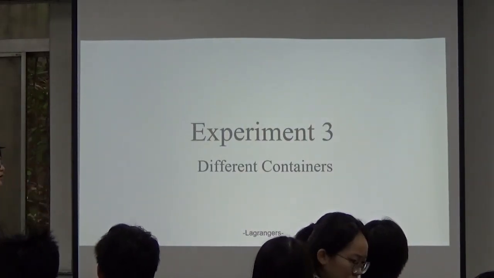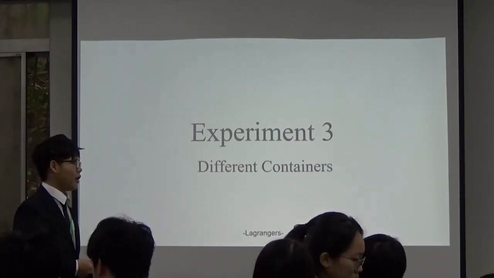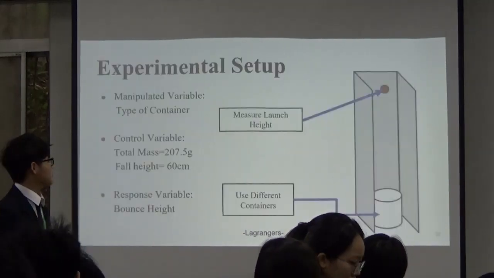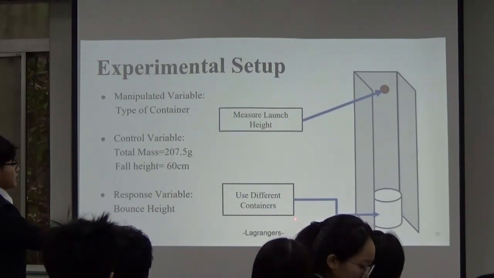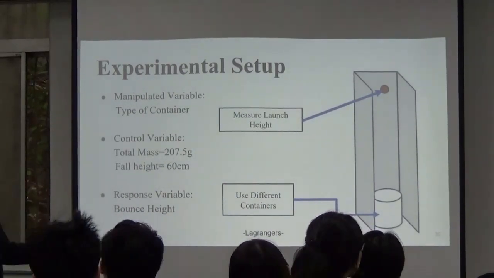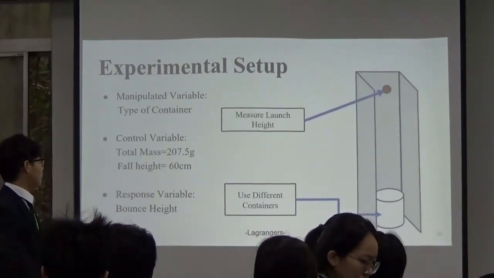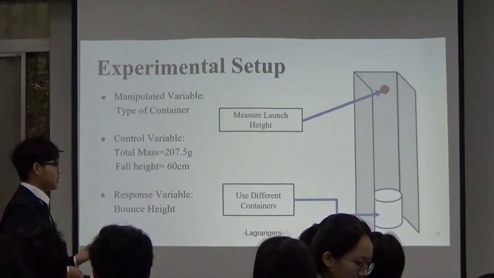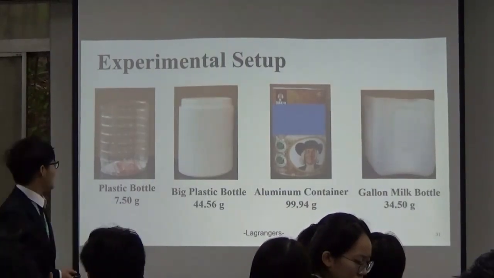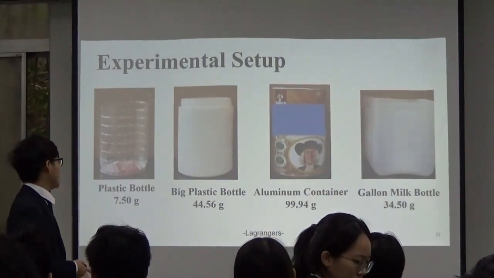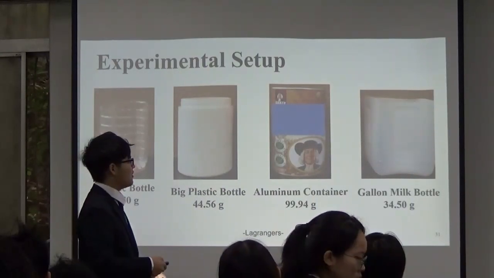So in experiment 3, we want to discuss what will happen with different containers with our qualitative experiments. So in our experimental setup, we change the different containers in this schematic diagram. And the control variable is the mass and the fall height. And the response variable is the bounce height, from which we can find the height ratio. And this is our experimental setup. We have a plastic bottle, a big plastic bottle, an aluminum container, and a gallon milk bottle.